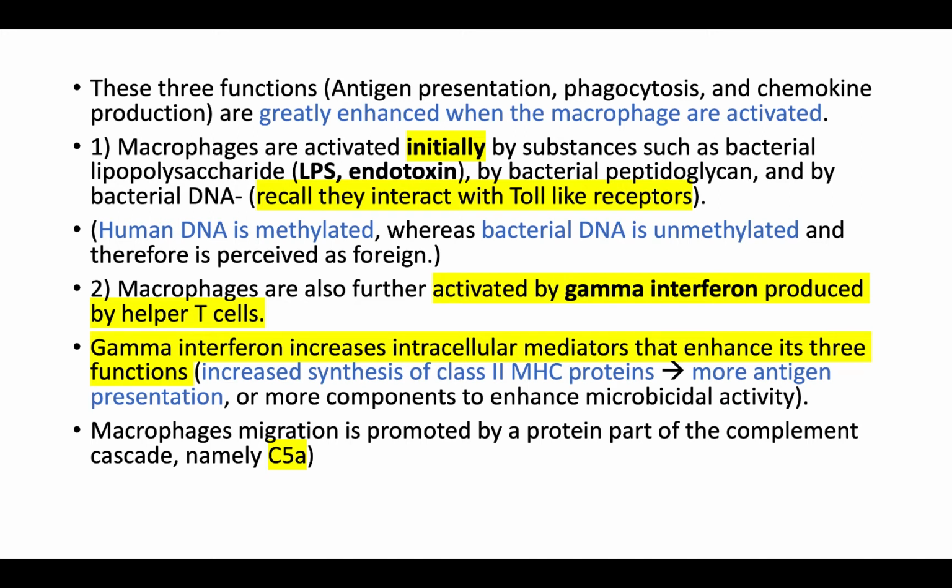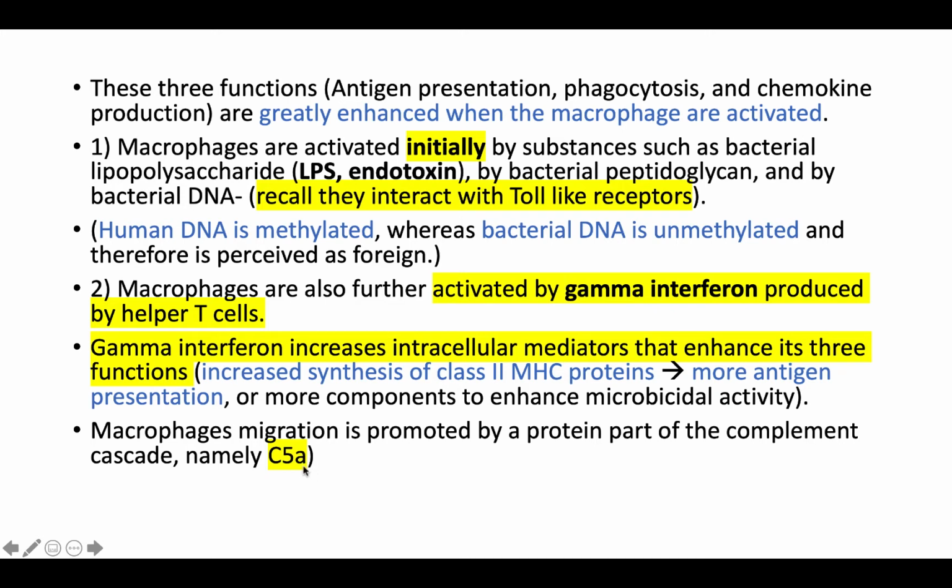And a secondary activation, this is by gamma interferon that is being produced by who? The helper T cells. Once antigen has been presented, they further activate macrophages to do further work. So gamma interferon increases the intercellular mediators that enhance its three functions, which is more antigen presentation, more microbicidal activity. And then macrophages migrate and this is promoted by a protein part of the complement cascade called C5a. C5a, remember anaphylaxis, so it increases the chemotaxis, it increases the entry.